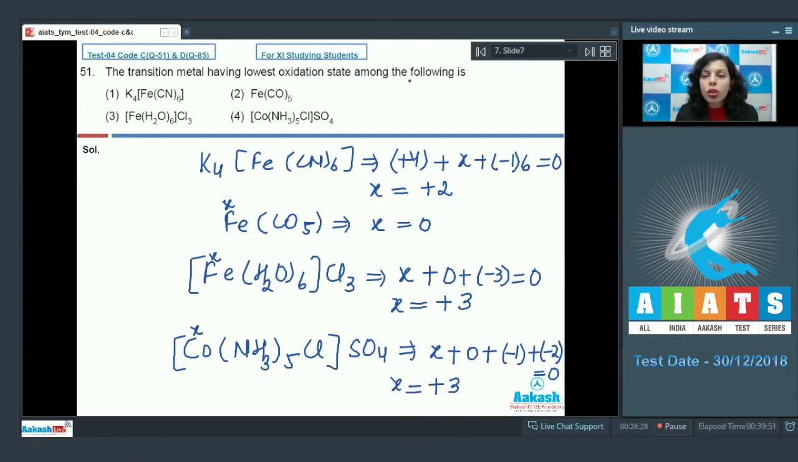So you have the oxidation numbers of all these elements, and what you need to find out is the transition metal having lowest oxidation state among the following. In this case, the lowest oxidation number is for iron in iron carbonyl. That's given in option 2, and that's why this is the correct answer. Now after this, question number 52.